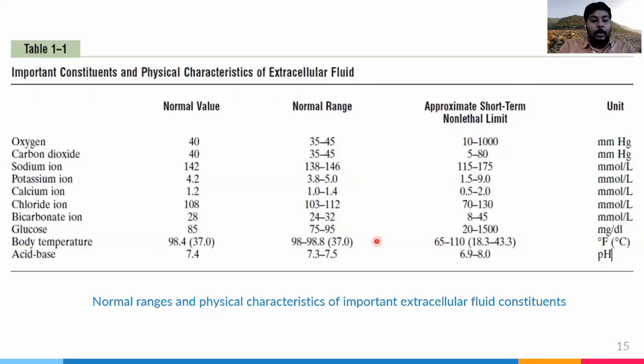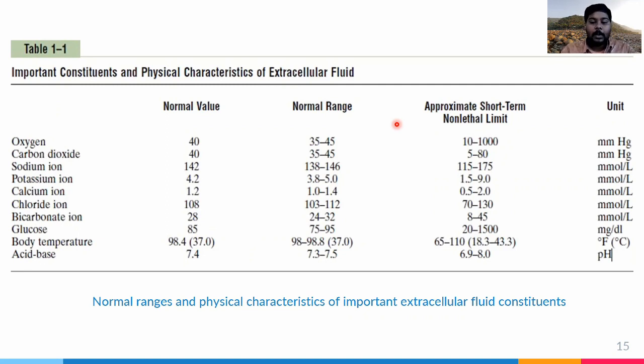Now let us consider normal ranges and the physical characteristics of various important extracellular fluid constituents. The normal ranges of these constituents are maintained by various control systems present in our body. As we can see on this slide, we have the various constituents, their normal value that should be maintained, the normal range in which they are actually maintained, and finally, the approximate short-term non-lethal limit, within which if the constituent's concentration fluctuates, it will not be very harmful to the body if it is only for a shorter period of time.